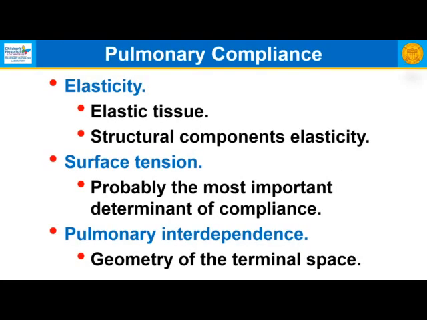Let's talk about 3 aspects of pulmonary compliance. Elasticity. So this is elastic tissue. It deals with structural components of the lung. Surface tension, probably the most important determinant of compliance, and pulmonary interdependence, which is geometry of the terminal space.